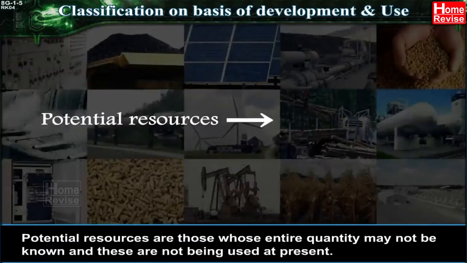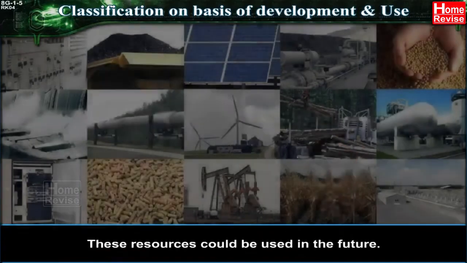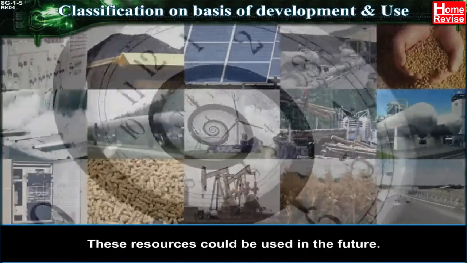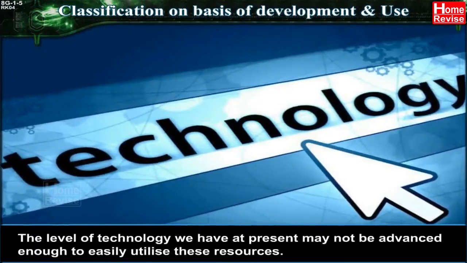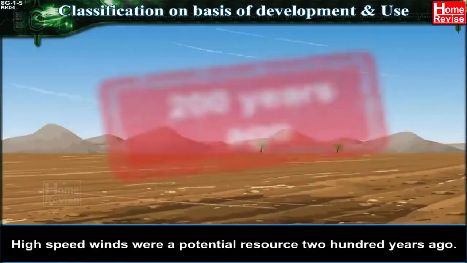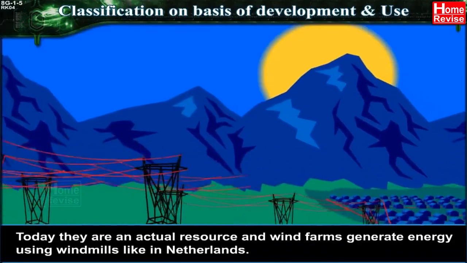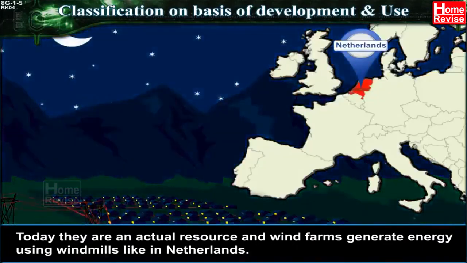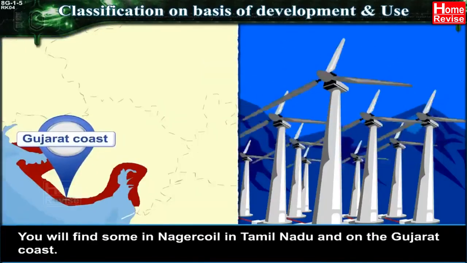Potential resources are those whose entire quantity may not be known, and these are not being used at present. These resources could be used in the future. The level of technology we have at present may not be advanced enough to easily utilize these resources. The uranium found in Ladakh is an example of potential resource that could be used in the future. High-speed winds were a potential resource 200 years ago. Today, they are an actual resource, and wind farms generate energy using windmills like in Netherlands. You will find some in Nagercoil in Tamil Nadu and on the Gujarat coast.